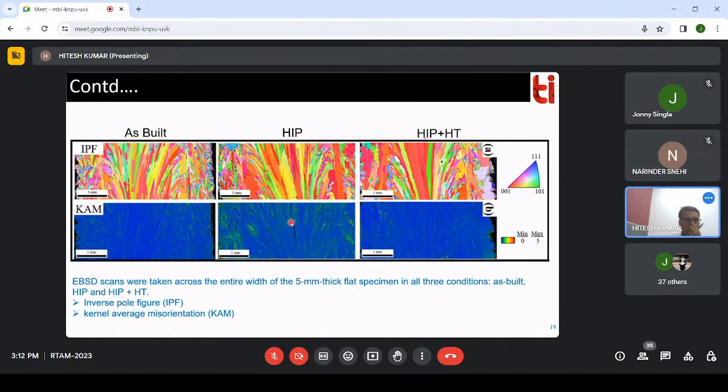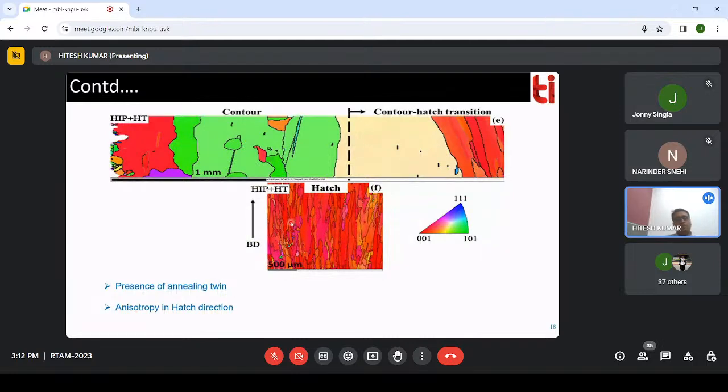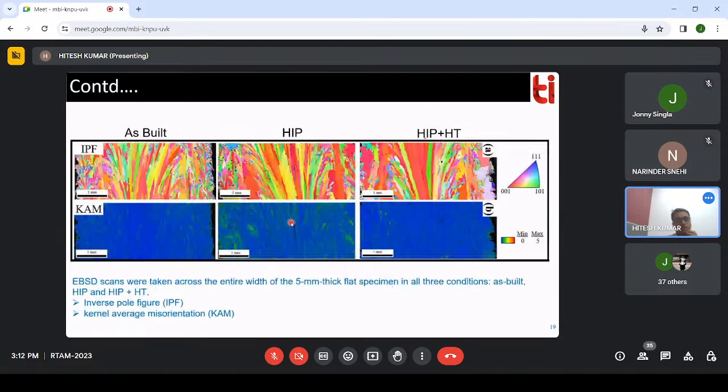After this, we thought of doing EBSD in the build direction and looking through all the samples, because earlier all the samples were examined on a small area. Since we prepared a material of around 4 mm diameter, we thought of capturing the whole area to see how the microstructure changes throughout the material. To do that, we did the EBSD analysis throughout those samples.